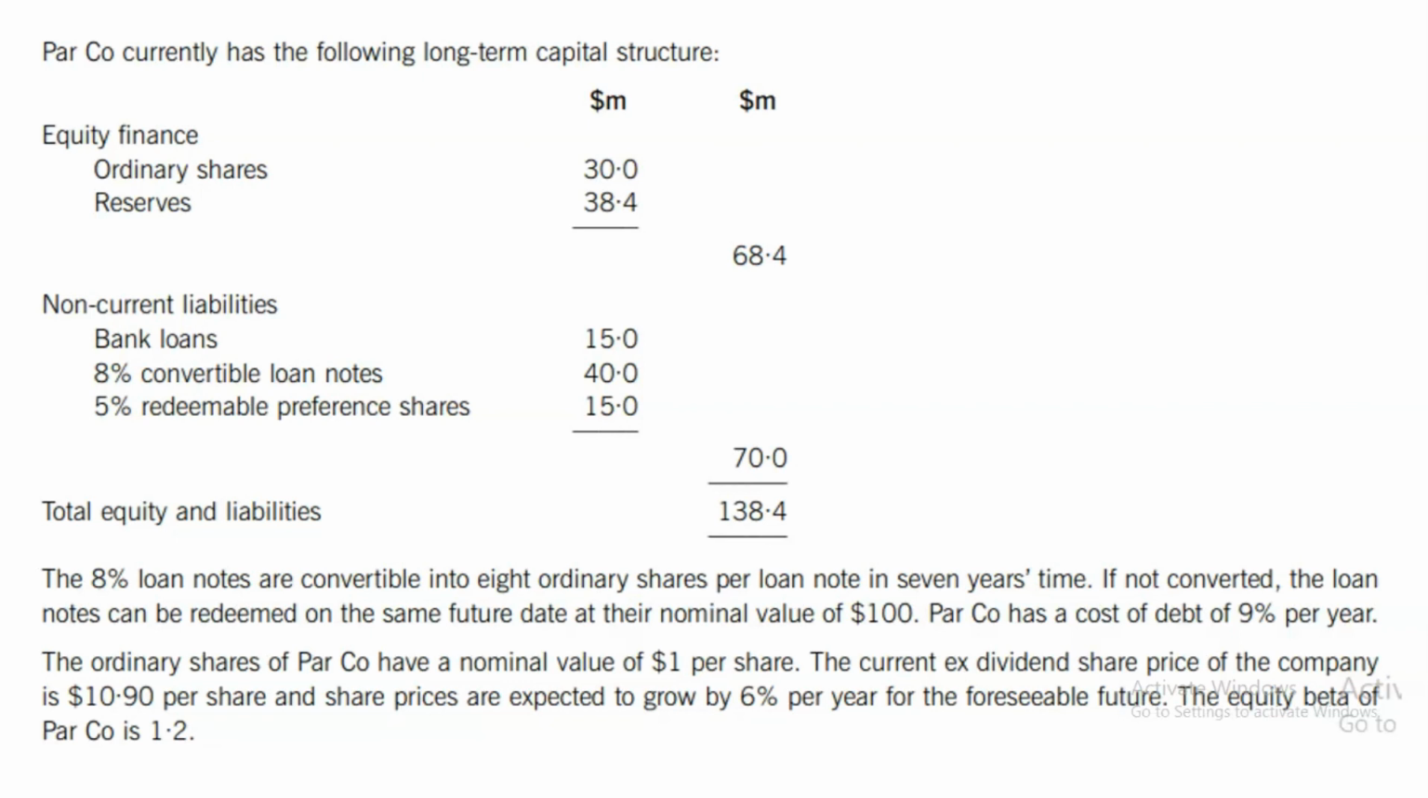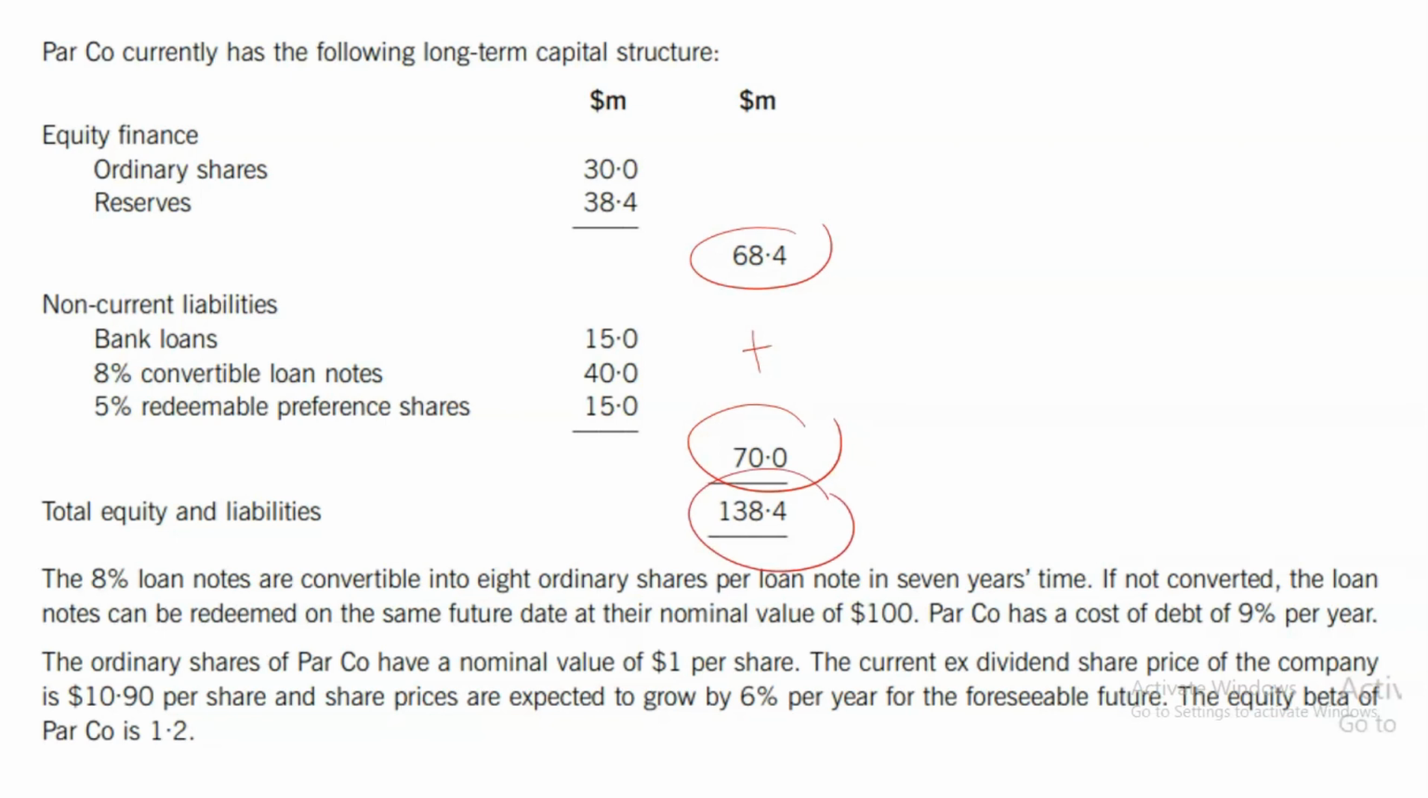PACO currently has the following long-term capital structure. Equity finance: we have ordinary shares 30 million, reserves 38.4 million, and they give us a total of 68.4 million. Then we've got non-current liabilities, which include bank loans 15 million, 8% convertible loan notes 40 million, 5% redeemable preference shares 15 million, and they give us a total of 70 million. If we add the equity finance and the non-current liabilities, we get this particular total.